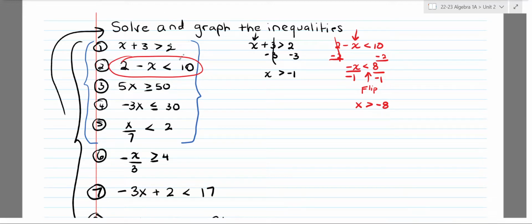Good job. Okay, maybe that one wasn't so easy, but here we go. 5x is greater than or equal to 50. And we want x, so we have to get rid of the 5. Since right now it's 5 times x, we need to divide by 5 on both sides. So then x is going to be greater than or equal to 10.